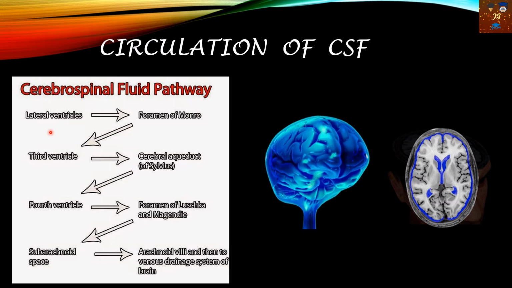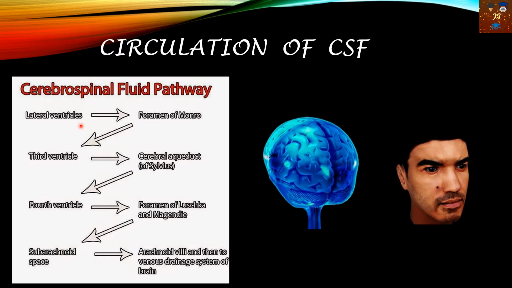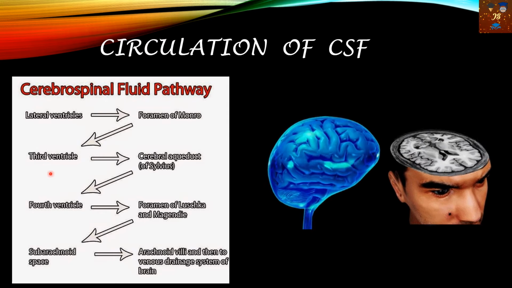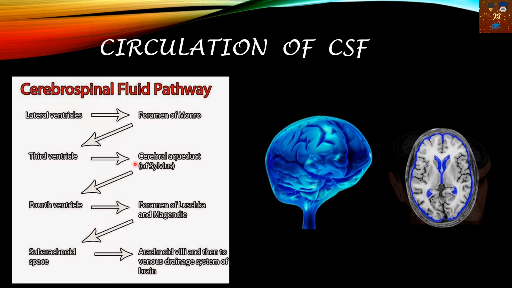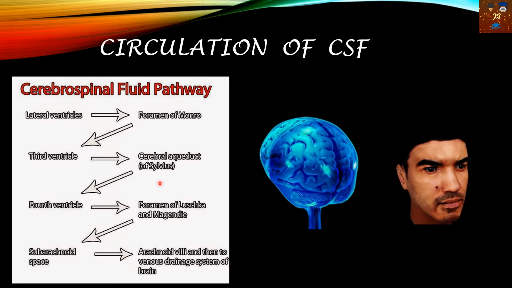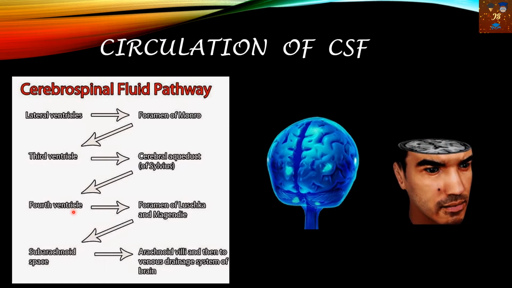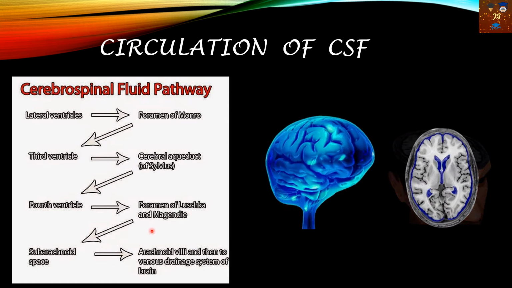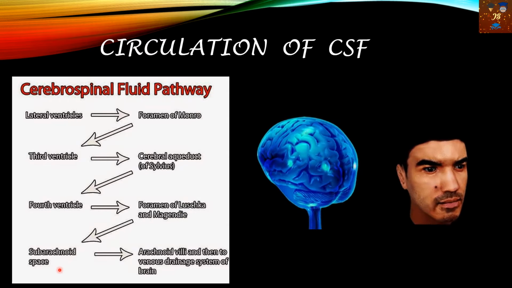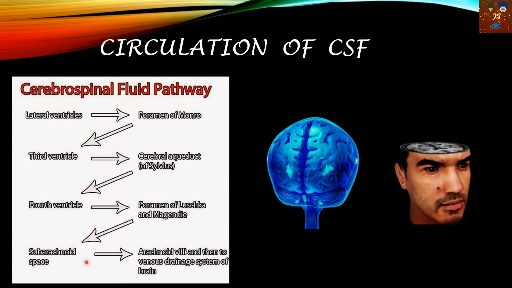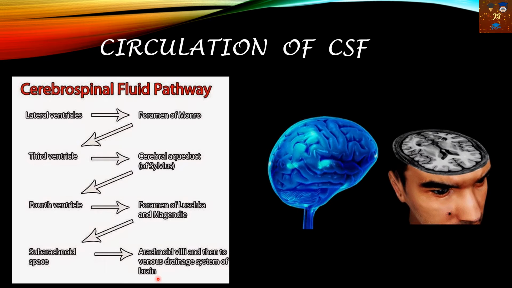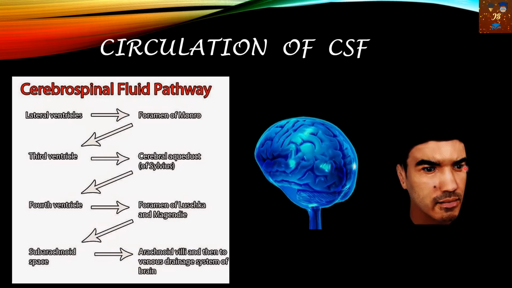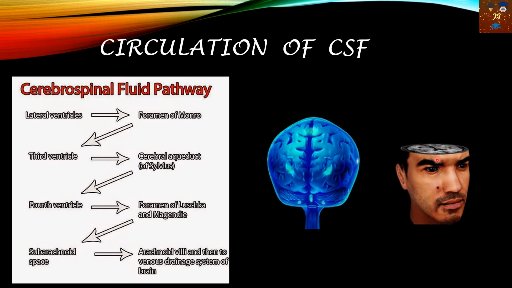See here that lateral ventricles, from there to foramen of Monro, from foramen of Monro to third ventricle, then from there cerebral aqueduct of Sylvius, from there it comes to the fourth ventricle, from the fourth ventricle to the foramen of Luschka and Magendie, and from there subarachnoid space, from subarachnoid space to arachnoid villi, and then to venous drainage system of brain. Those portions are basically seen in this section of the brain.